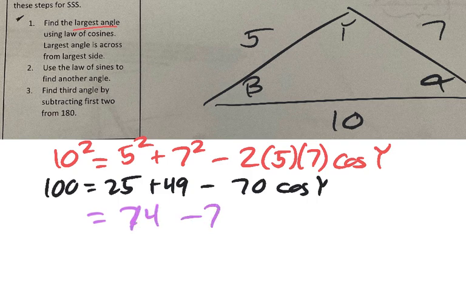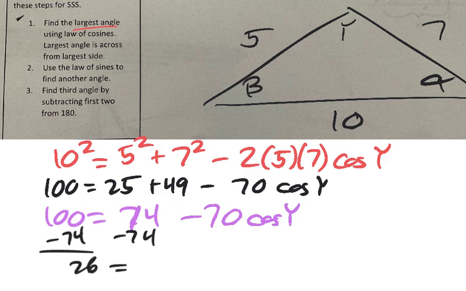Sorry, I'm doing math and not talking. Is it okay with what I've done? 5 squared is 25. 7 squared is 49. 2 times 5 times 7 is 70. And then I combine 25 plus 49 is 74. So now it's algebra. You would subtract 74, which is 26, equals negative 70 cosine of gamma.